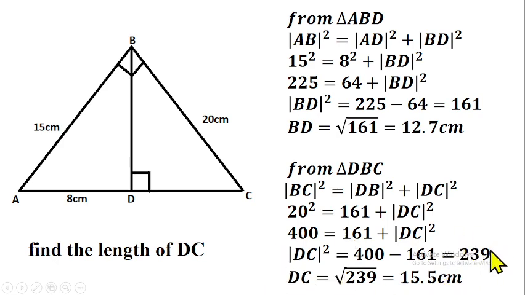Our aim is to find DC. Take the square root of both sides. So we have DC equals the square root of 239, which is going to give us 15.5 centimeters approximately. So that means from here to here is 15.5 centimeters. I hope you understand that question very well. Good.